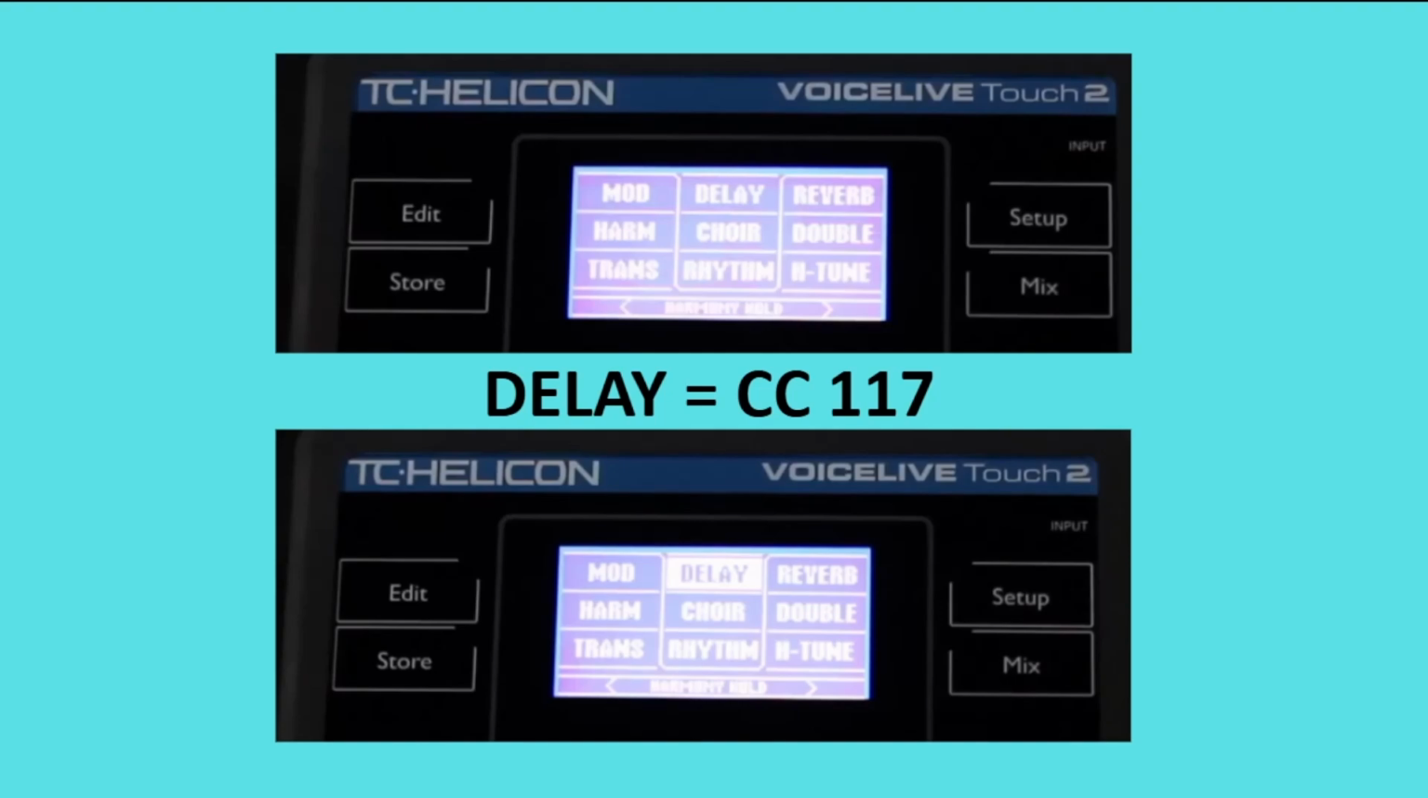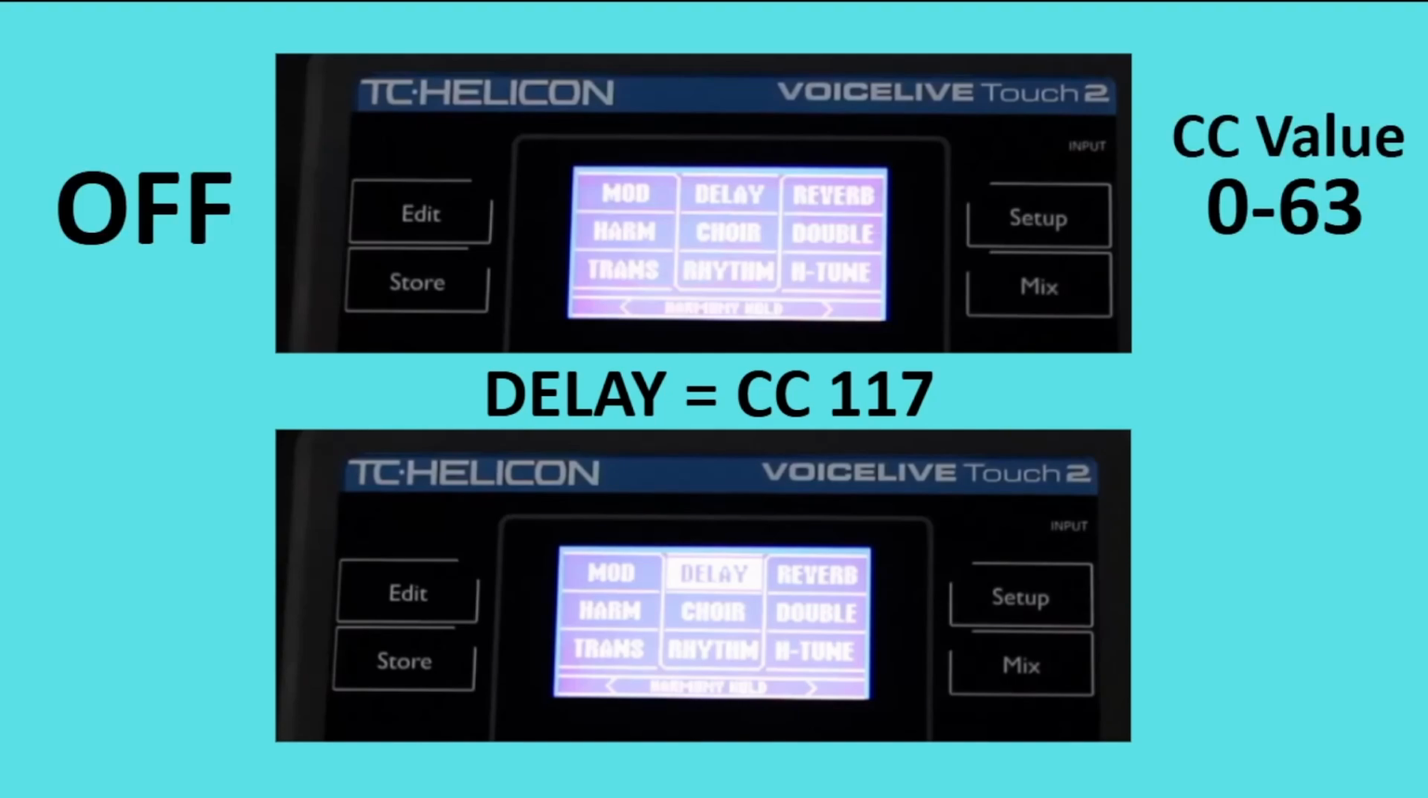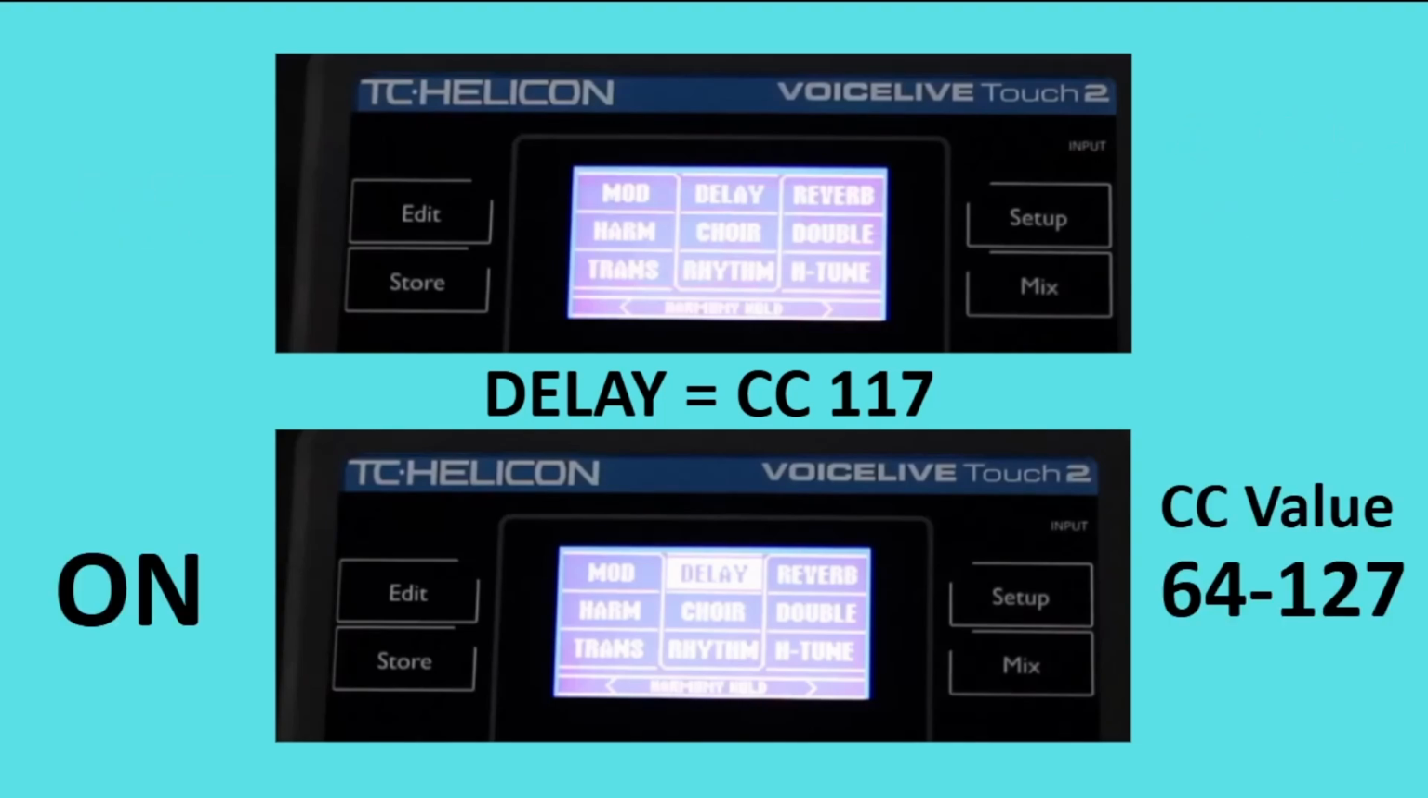CCs can also act as a switch to turn something on and off like an effect. For example, let's look at the delay effect on my TC Helicon VoiceLive vocal effect unit. The delay has a CC number of 117. A CC value associated with that number between 0 to 63 will turn the effect off, and a CC value between 64 to 127 will turn it on.